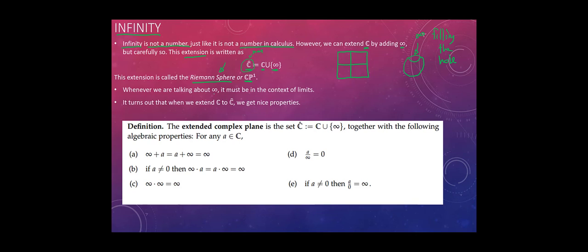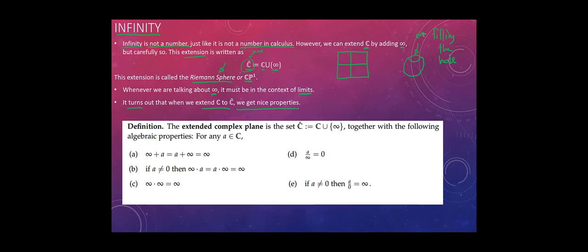Again, I want to stress, whenever we're talking about infinity, we might not write it, but you always have to think about infinity as a limit. Infinity is not a number, it's a limit. Now it turns out when we do this extension, so when we take C and add infinity, we get a lot of nice properties. Some of these might seem reasonable, and some of them hopefully make your brain explode a little bit.